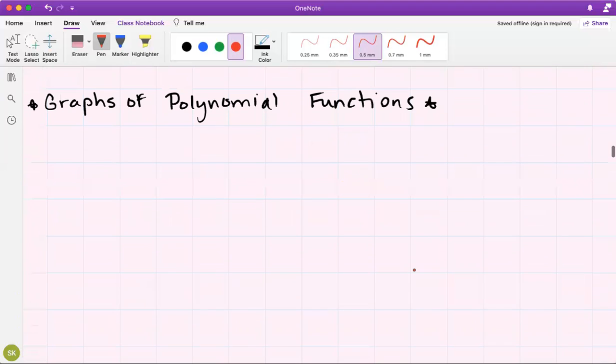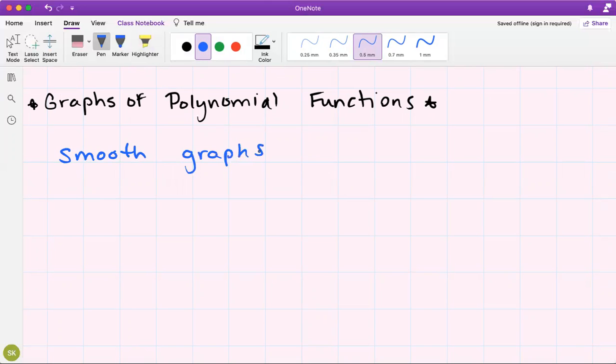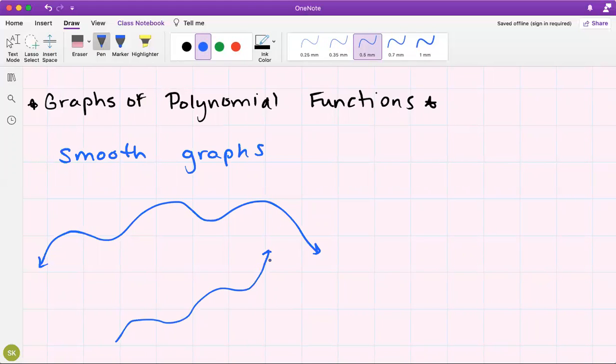So what we want to do in the next couple of sections is graph any polynomial function. The graphs of polynomial functions are really nice. One thing is they're smooth graphs. So when you draw a polynomial function, you'll get something like this, where you just have nice smooth edges. Maybe something like that, where all of these are rounded edges. So they're smooth and they're also continuous.